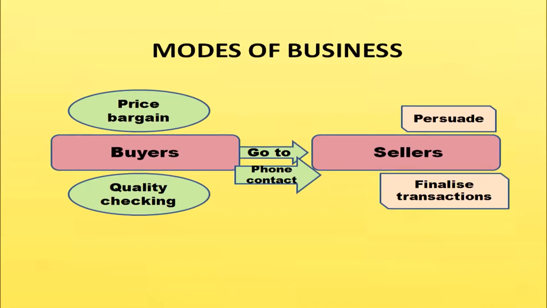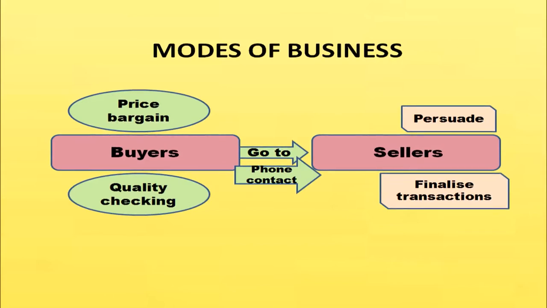Earlier, buyers went to the sellers and buyers will bargain for price. Buyers will check the quality of the product, and what the sellers will do at that time, they will persuade the buyers to attract the product. They will say that there is discount and the product is of high quality. Like that, so many techniques are adopted by the sellers. And they will persuade the buyers. After that, if the buyer is interested, transaction will come to finalize.